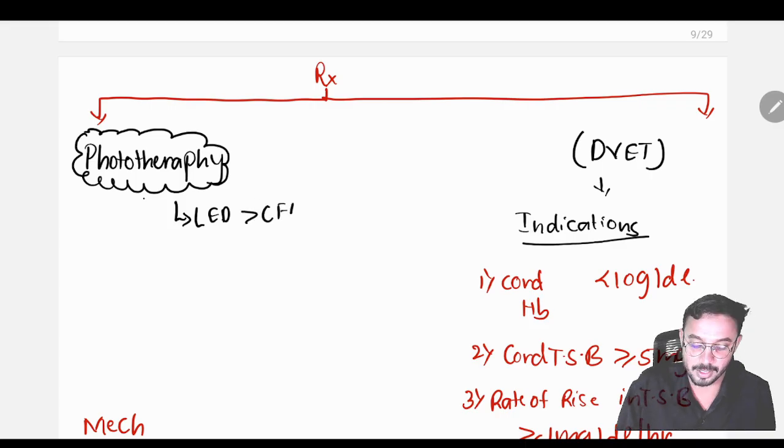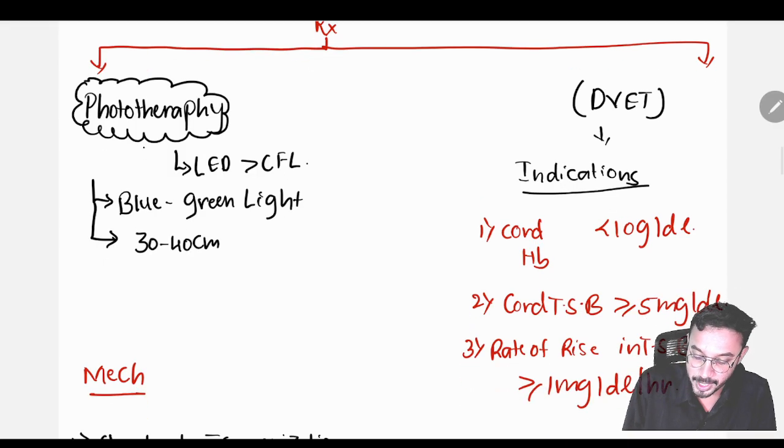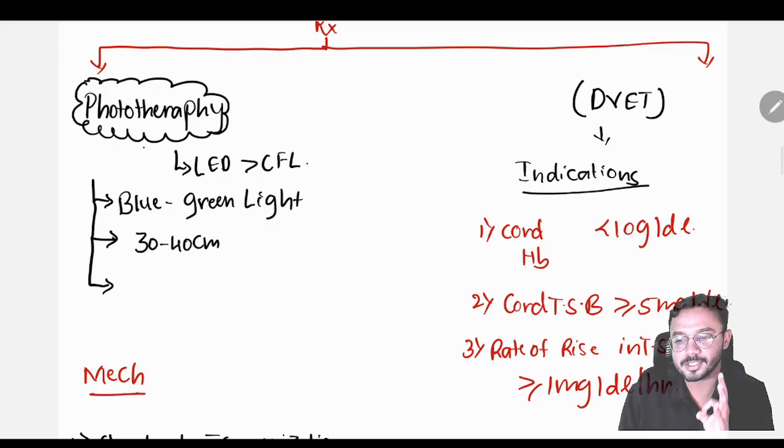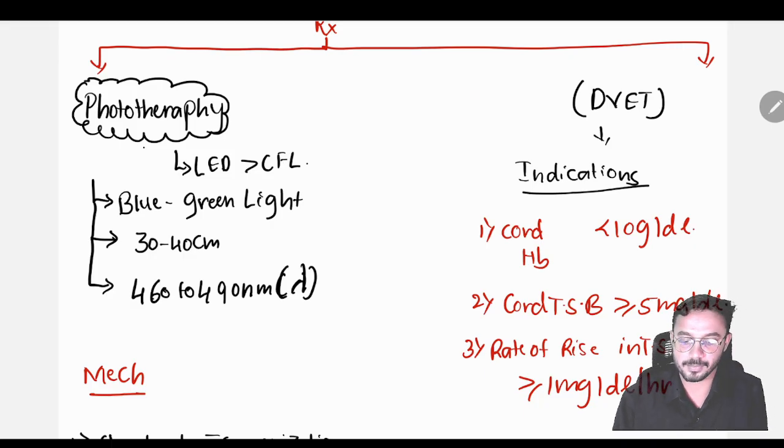Then CFL. Okay, so what kind of light is used in phototherapy? Blue-green light. And the distance from the light to the baby is 30 to 40 centimeters. What is the wavelength used? Everything is important for your exam. The wavelength is 460 to 490 nanometers. This is the wavelength.